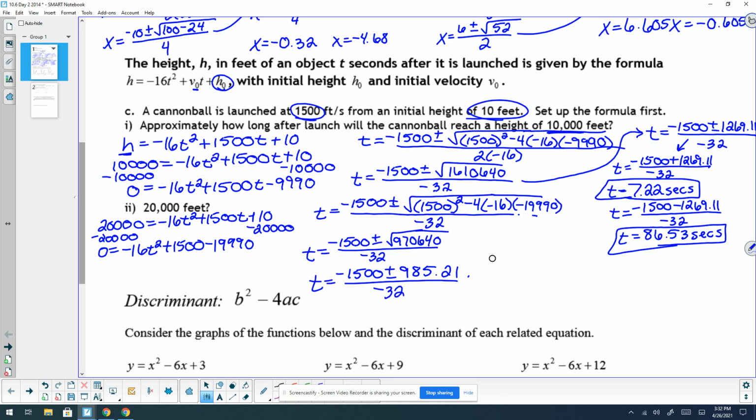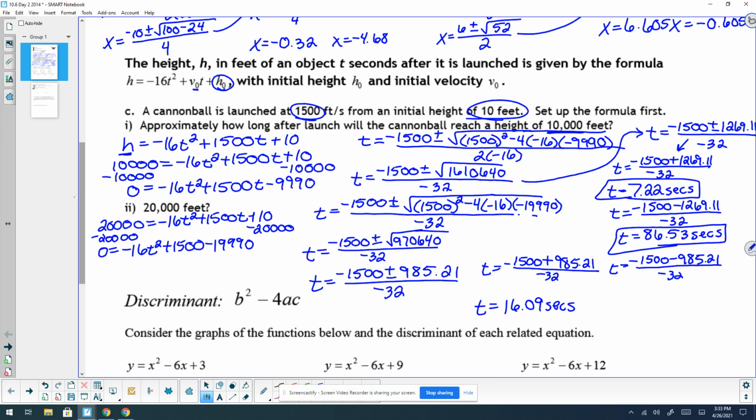So I'm going to move over to the right here. So t equals negative 1,500 plus 985.21 over negative 32. And t equals negative 1,500 minus 985.21 over negative 32. I can go ahead and calculate each one of those. So t would happen at 16.09 seconds.